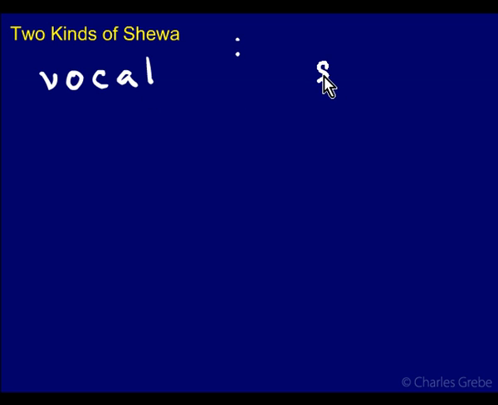The other one is called a silent Shewa. And this one, in fact, is not a vowel at all. It's a syllable marker, but they both use the same symbol. Now, in the next module, we'll talk about how to distinguish vocal from silent Shewas, but here I simply want to describe them. So the vocal Shewa is a vowel. It marks vowel reduction.